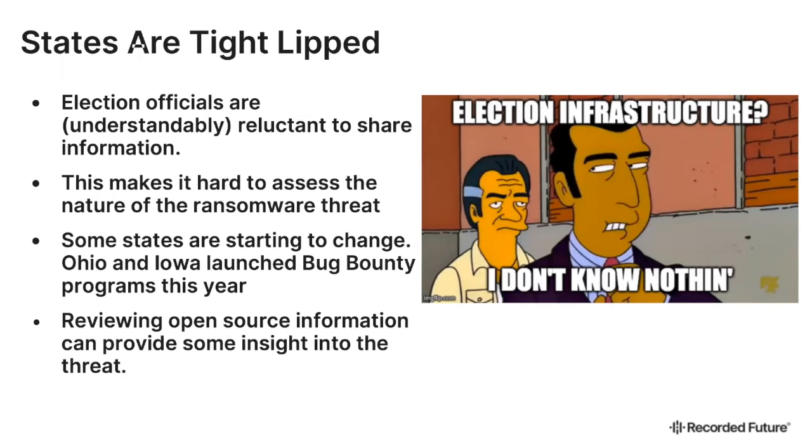And election officials are often reluctant, understandably, to share information, which makes it really hard to externally assess the nature of the ransomware threat. We are starting to see some change. So both Ohio and Iowa launched bug bounty programs on election infrastructure this year, which I think is a good first step. You want to get the security community involved, and you want them to look for things that maybe your team hadn't noticed or hadn't been picked up by other traditional scans.